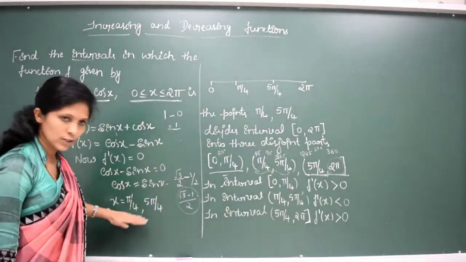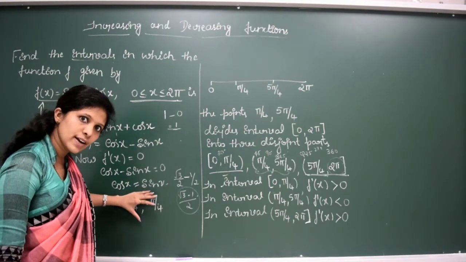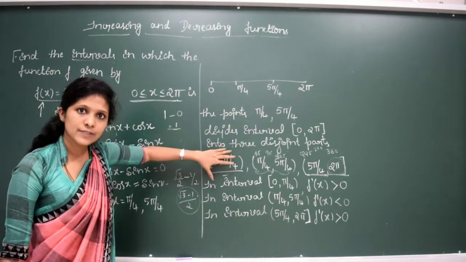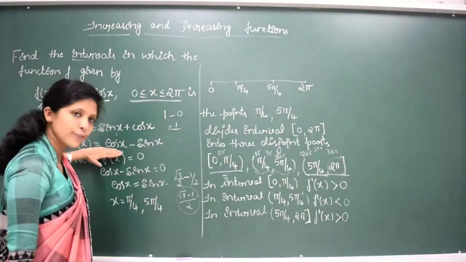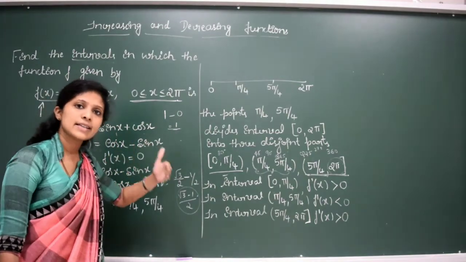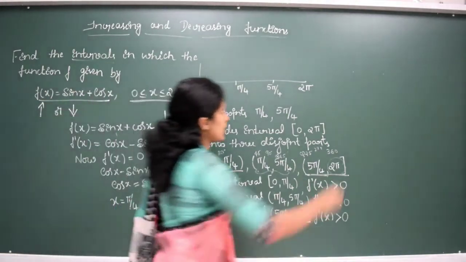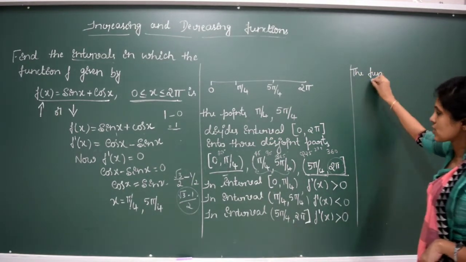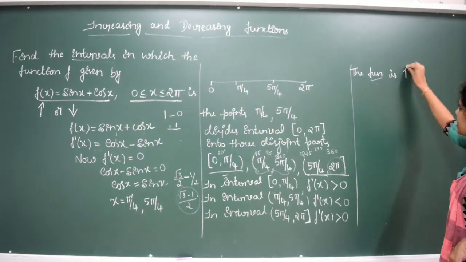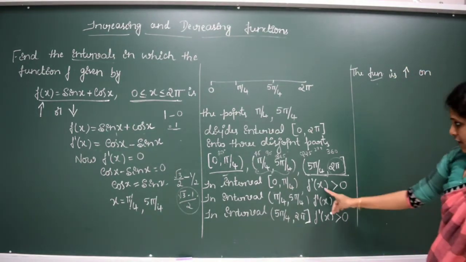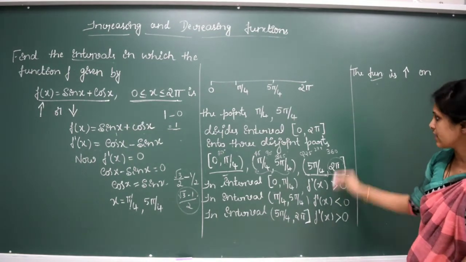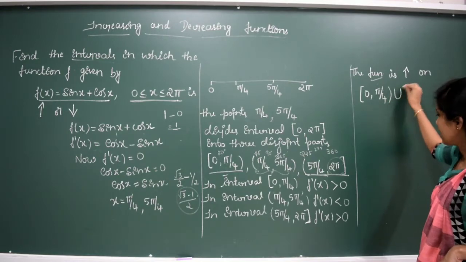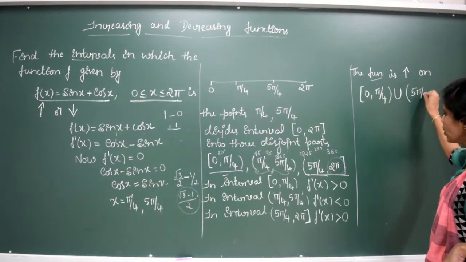First, I found the values of x. So here two values are there which divide the domain into 3 parts. Right? 3 parts are there. Then you have to write the intervals. After that, you have to check with f dash of x whether the function has a value greater than 0 or less than 0. Now finally, we can write the conclusion. The function is increasing where f dash of x is greater than 0, that is 0 to pi by 4 union 5 pi by 4 to 2 pi.